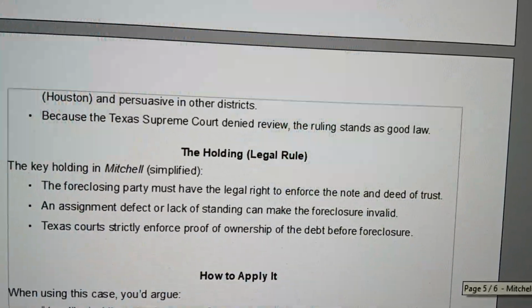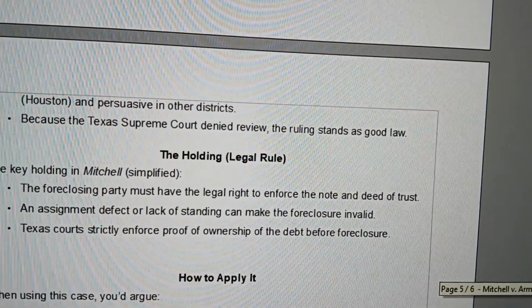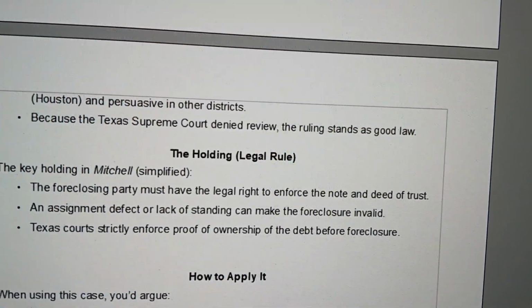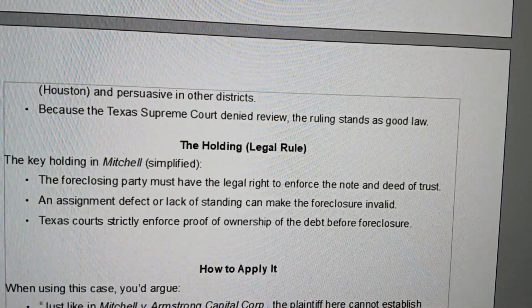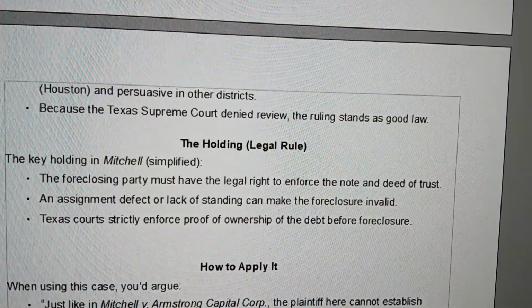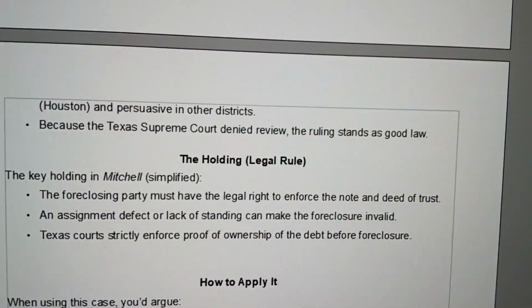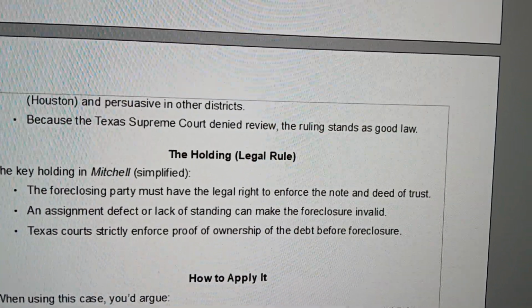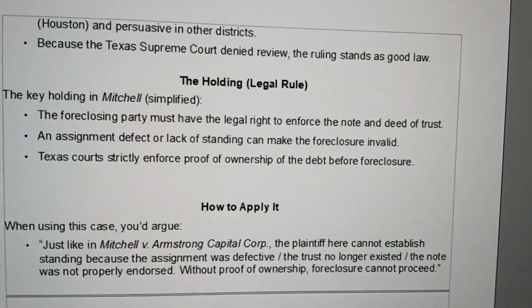The key holdings in Mitchell: the foreclosing party must have the legal right to enforce the note and deed of trust. An assignment defect or lack of standing can make the foreclosure invalid. Texas courts strictly enforce proof of ownership of the debt before foreclosure.